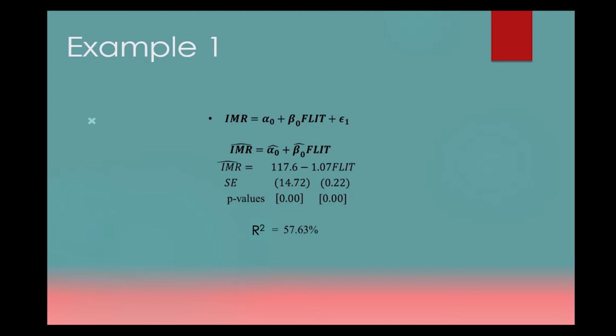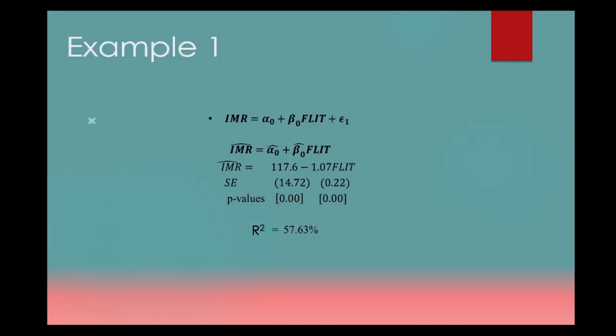In this model, we have two important terms: alpha 0, which is the intercept term, and beta 0, which is the slope term. And we have the error term epsilon 1. So alpha 0 and beta 0 are the intercept and slope coefficients, and the error term is epsilon 1. After estimating the model using ordinary least squares, we get the predicted value of IMR, which is IMR hat, equal to alpha 0 hat plus beta 0 hat times FLIT.